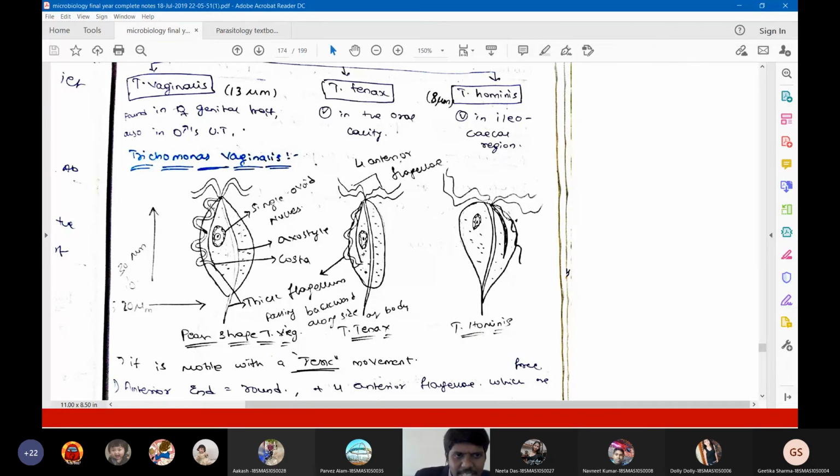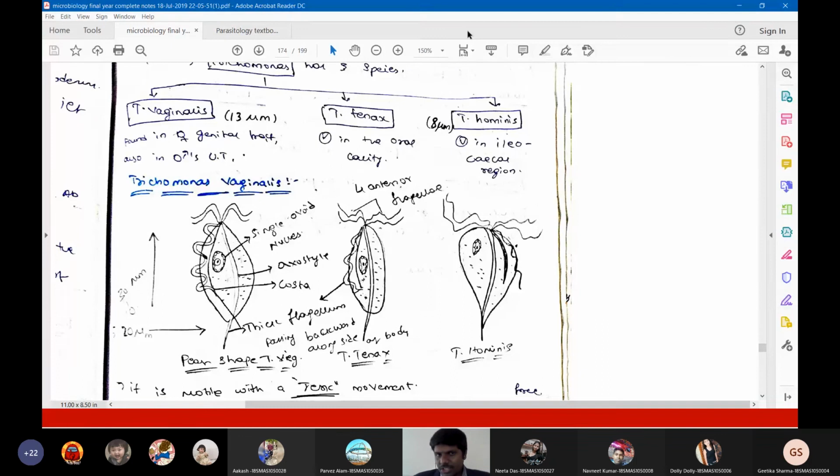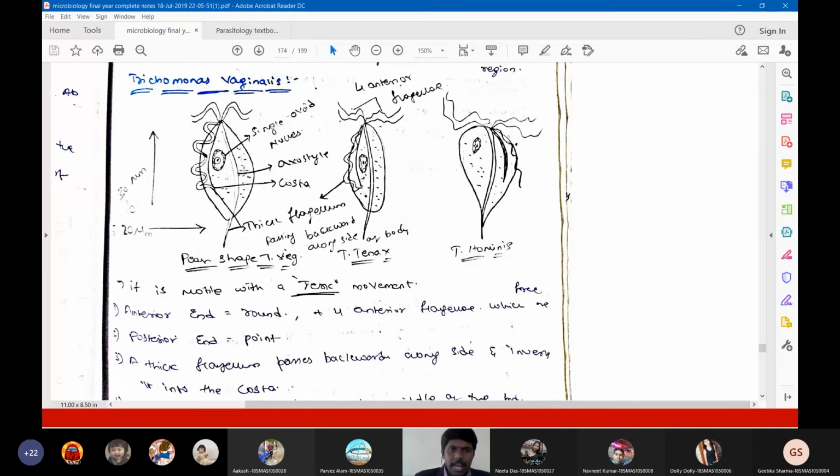The presence of the costa is a characteristic feature to identify Trichomonas species. Then the overall shape will be pear shape. The only difference between Trichomonas vaginalis, tenax, and hominis is a very minor difference. The major thing is vaginalis will cause urinogenital infection, tenax will cause oral infection, whereas hominis will cause ileocecal infection. Right?